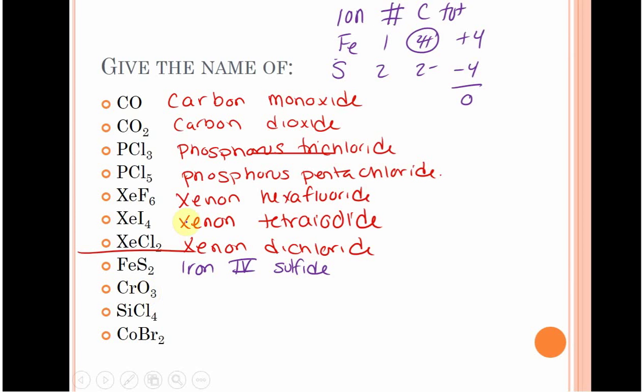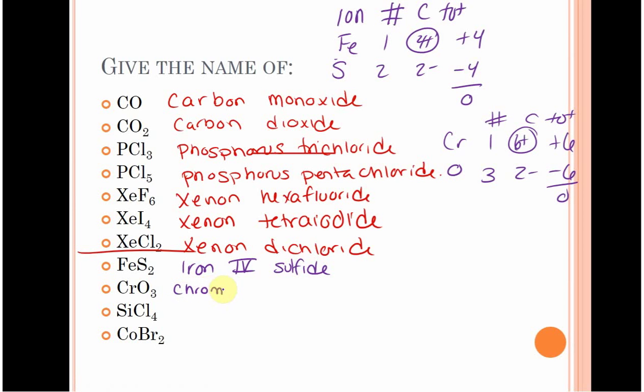Chromium is also a transition metal. There's one chromium, three oxygens. Oxygen has a charge of 2 minus, gives us a total negative of 6. To cancel that, we need a total positive of plus 6. So the charge on chromium is 6 plus. So this is chromium(6) oxide. Two nonmetals, so this is covalent. So this is silicon tetrachloride.